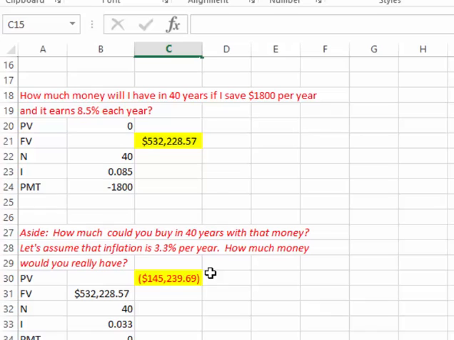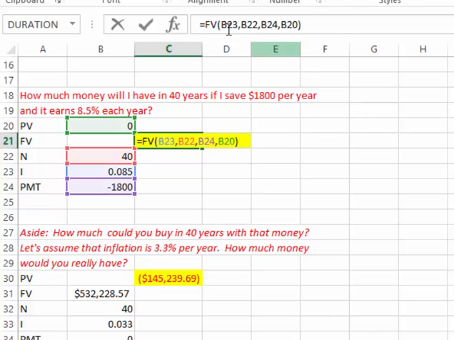How much money will I have in 40 years? So this is a future value thing. If I save $1,800 per year, so we have a constant amount of $1,800, we have a constant period of a year, so we've got an annuity here. And the interest rate, it's earning 8.5% per year. So we've got our 4 inputs here. I've got a negative in front of the 1,800 because it's an amount we're investing. And then I solve over here by using the future value function.